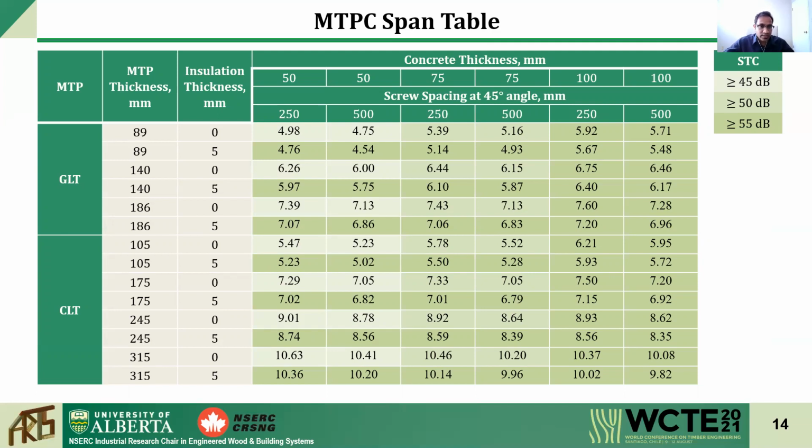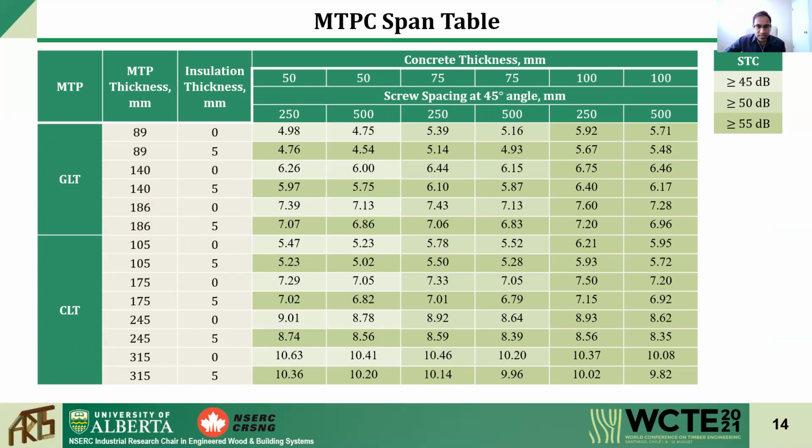In this span table, you can see the concrete thickness of 50, 75, and 100 millimeters. We used two spacings, which are 250 and 500 millimeters. And we investigated two insulation thicknesses, 0 meaning no insulation and 5 millimeter insulation. As I mentioned, the GLT and CLT thicknesses were shown earlier in this slide.